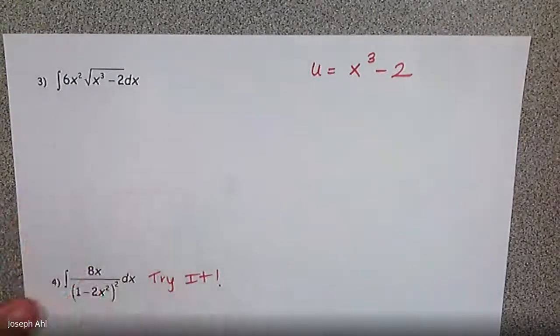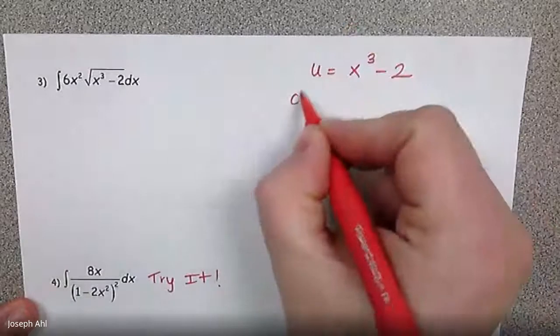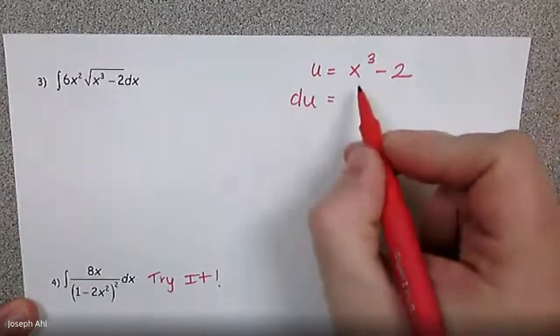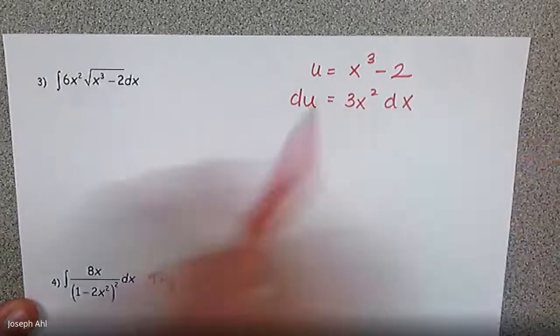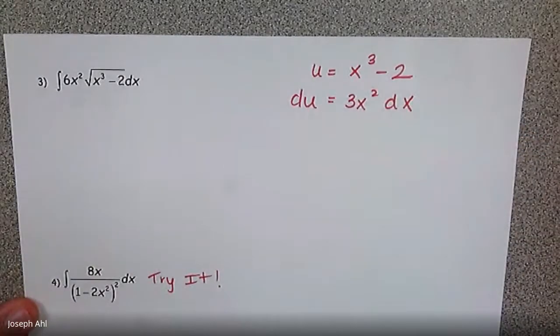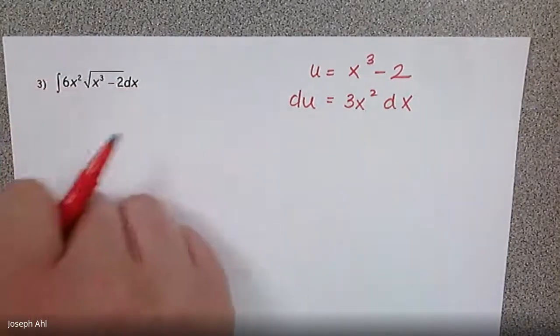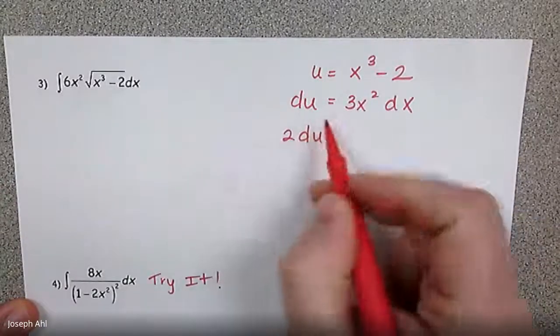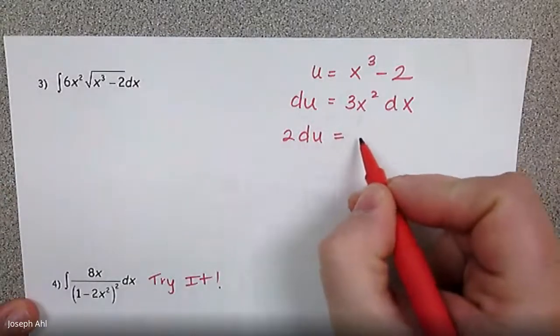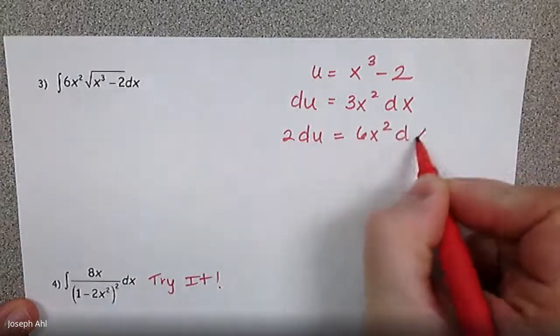So let u just equal the quantity underneath such that du is equal to, this would be 3x squared. And I'm just going to keep the dx on this side, okay? So du is equal to 3x squared dx, and that's not quite what we have in here. We have 6x squared dx, but we can make a quick fix by saying, oh, if I do 2 times du, that would be multiply this side by 2, 6x squared dx. Perfect.